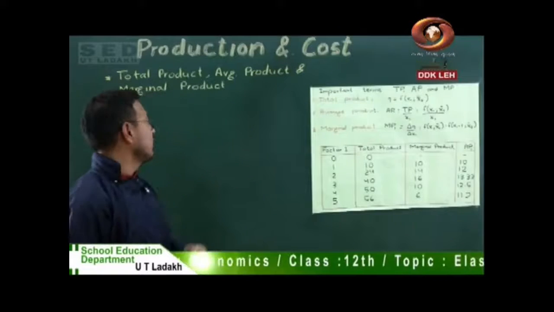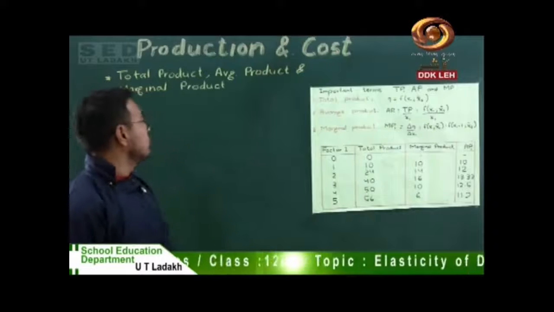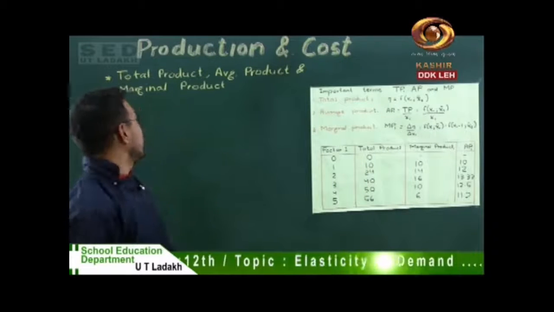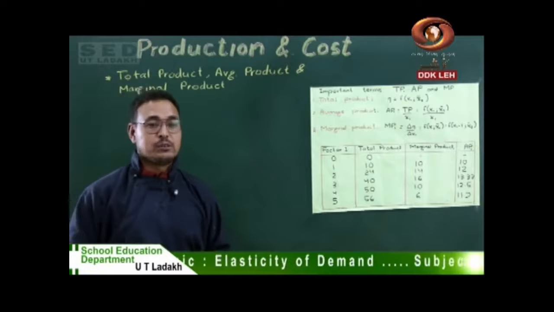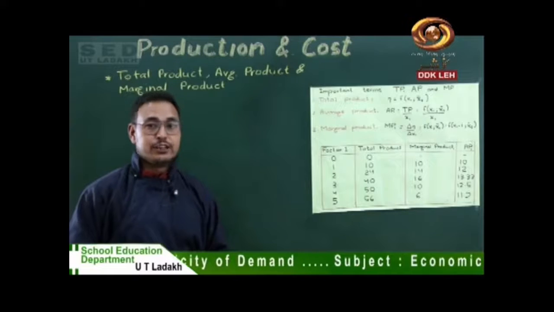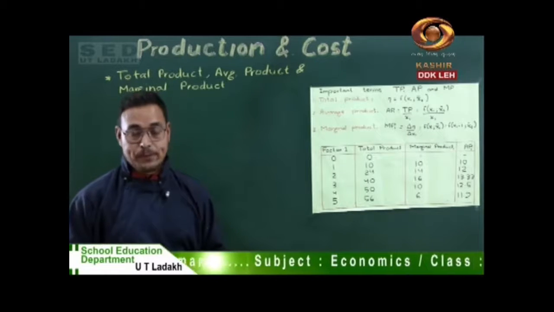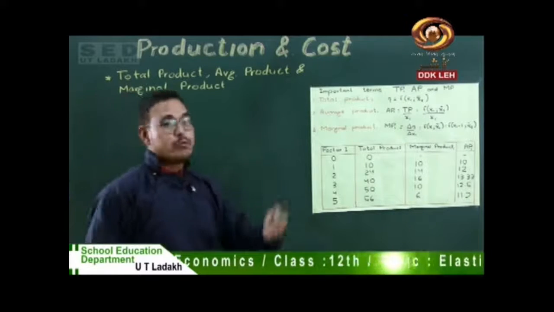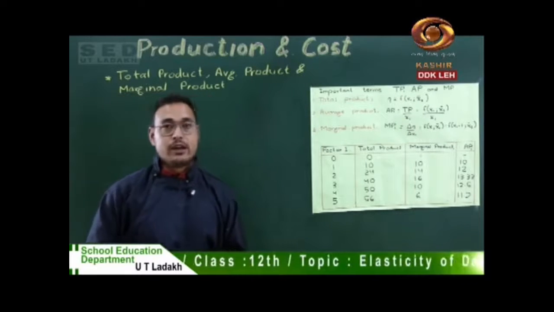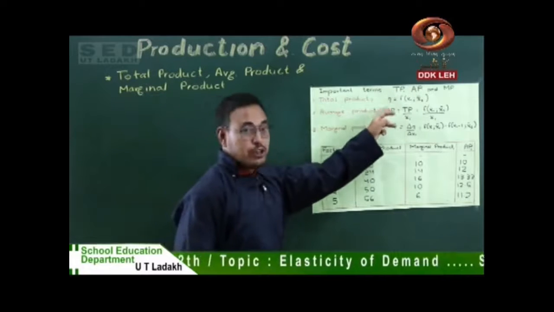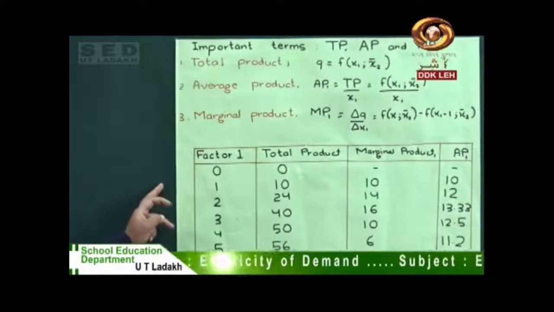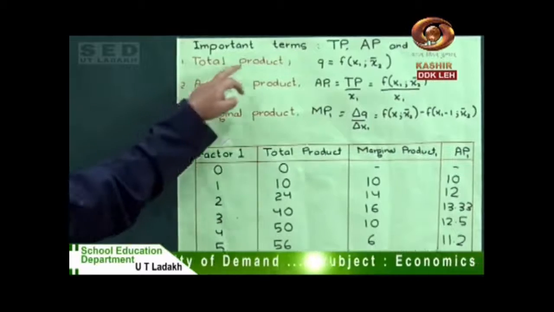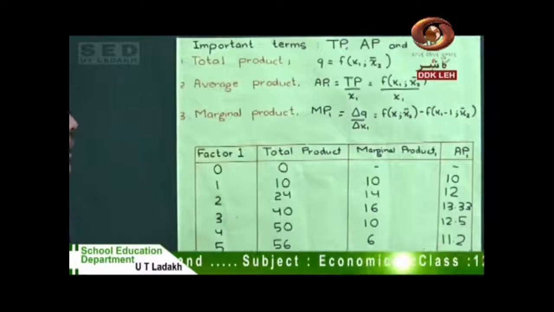So the next subtopic is about total product, average product, and marginal product. Now these concepts are largely related to your short run production function. Now first is total product. What is total product? Basically, if you look at this particular chart that I'm using, there's an equation for your total product.